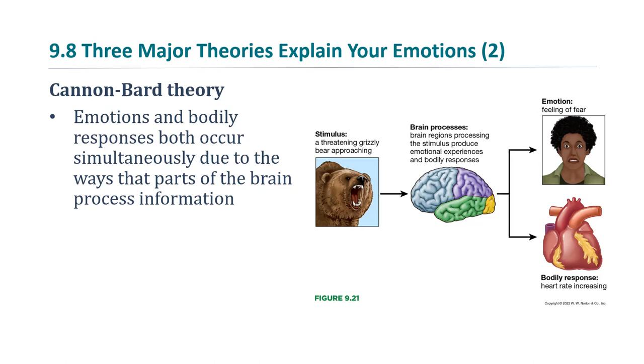According to this theory, when you experience a stimulus, like the bear, you feel the emotion and experience physical reactions independently at roughly the same time. The independent part's important. The body reactions are not causing the emotion, and the emotion doesn't cause the body reactions. They both occur simultaneously. Your brain processes the stimulus, there's a bear approaching you, and at the same time your body reacts and you get an emotion of fear. Okay, so it's just slightly different. The James-Lange theory had the body response coming before the emotion. This one has them occurring at the same time.